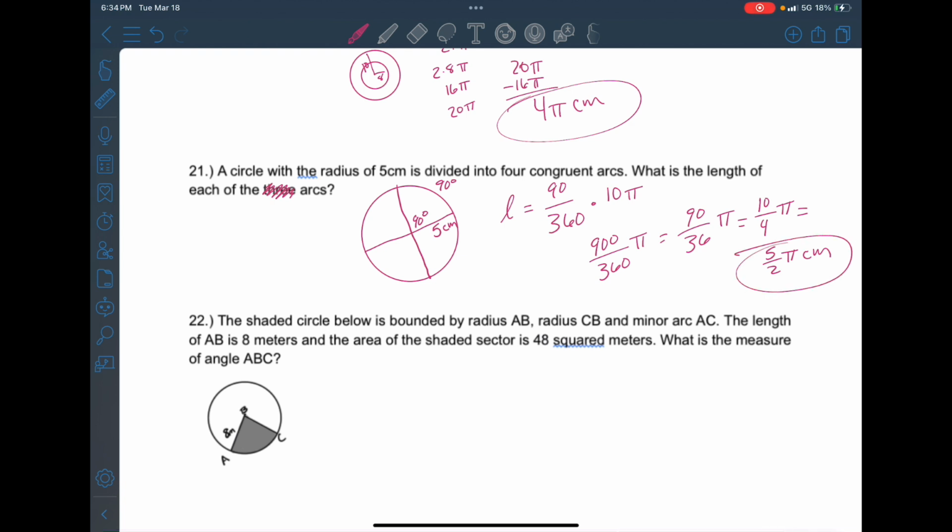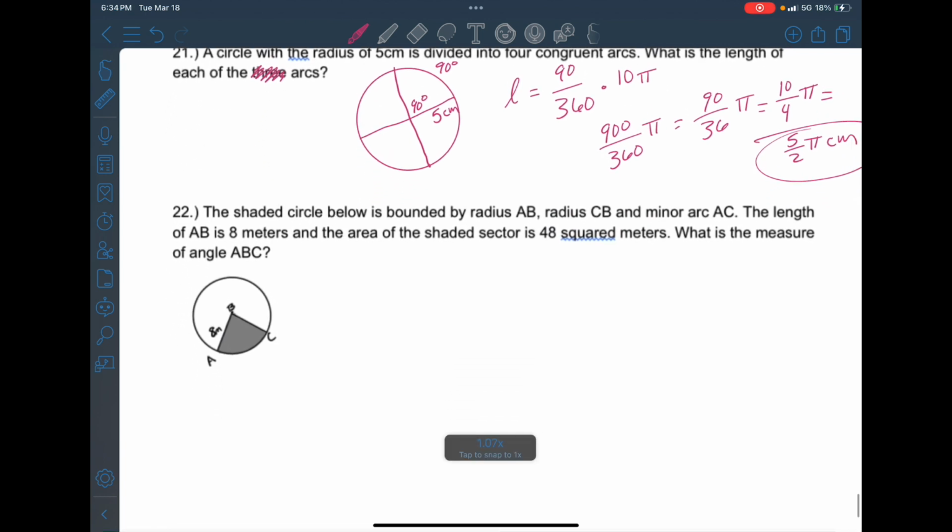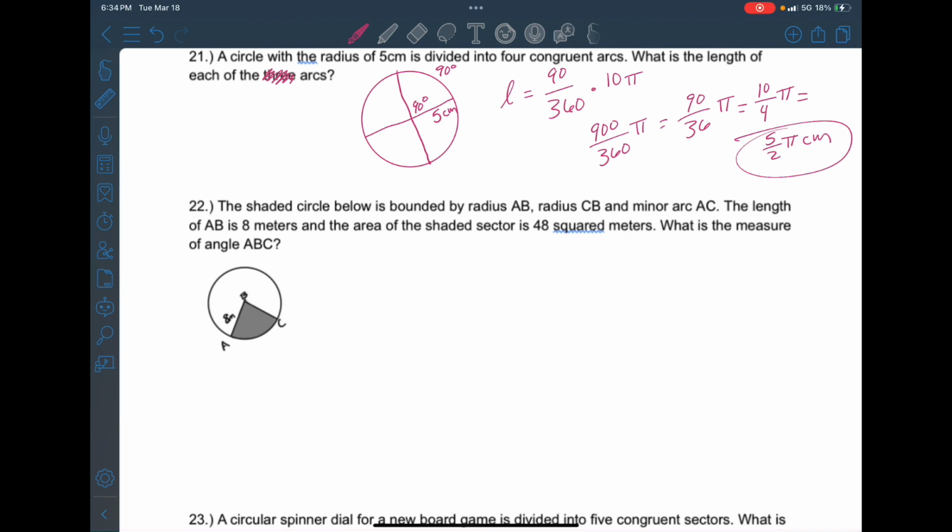This one, the shaded area below, is bounded by the radii AB and CB and minor arc AC. The length of AB is 8 meters, and the area of the shaded sector is 48 square meters. What is the measure of the angle?